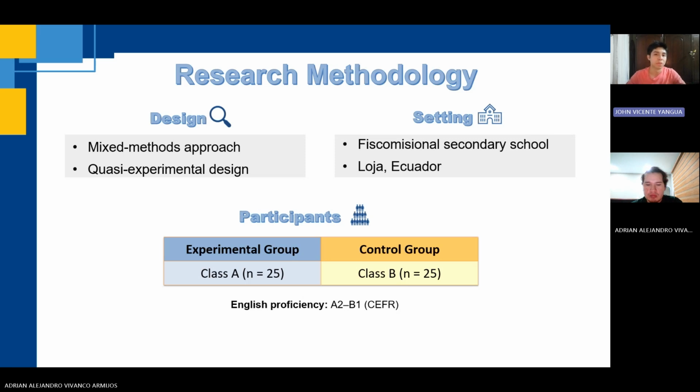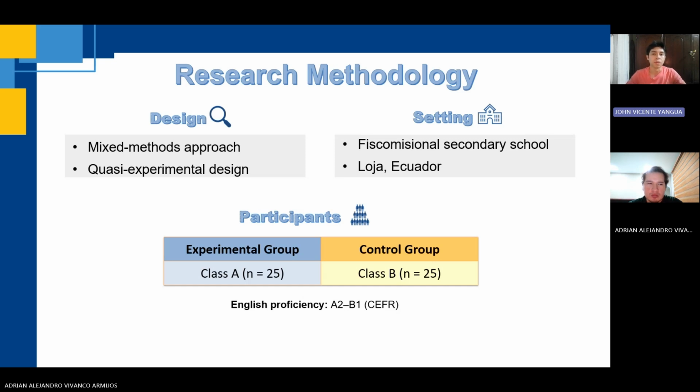In addition, the research followed a quasi-experimental design because the participants belong to two pre-existing classes, each one consisting of 25 students. This means that the participants consisted of 50 EFL students enrolled in the second year of senior high school located in Loja, Ecuador. Since the students could not be assigned randomly, one class served as the experimental group and the other as the control group, where Class A was selected as the experimental group, while Class B served as the control group.